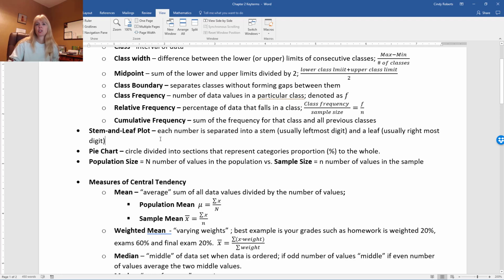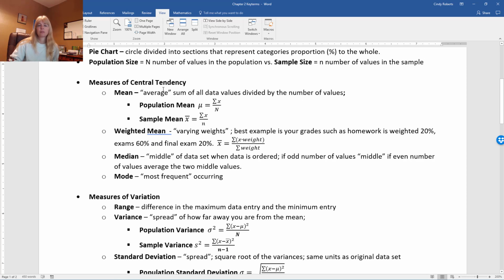Stem and leaf, this is just a way to plot data where typically, if you have 25, the 2 will be the stem and the 5 will be the leaf. Pie chart, this is probably one most of y'all have a lot of experience with, where you have a circle and all the pieces are percentages, a proportion of the whole. Population size, remember above I said little n is sample size, capital N is the entire population that you're interested in studying.